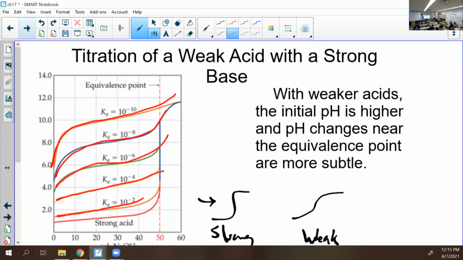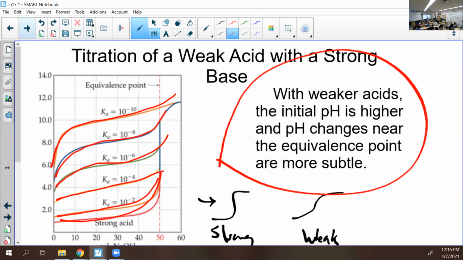All right. So here are some different shapes. You'll notice none of them are flat. That's the key. The weaker the acids, the initial pH is higher and pH changes near the equivalence point are more subtle. So that would be nice and flat. Right through here. So we had this change, but then really at the equivalence point, we almost got no real change.